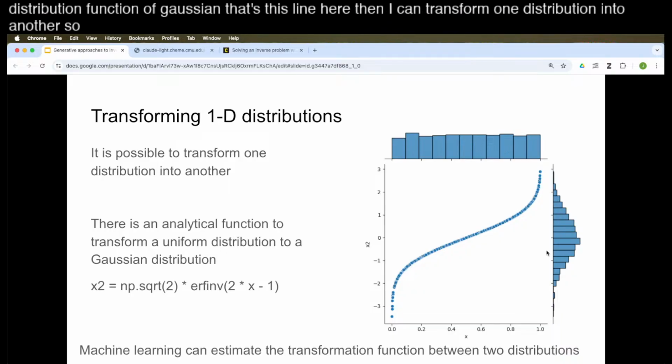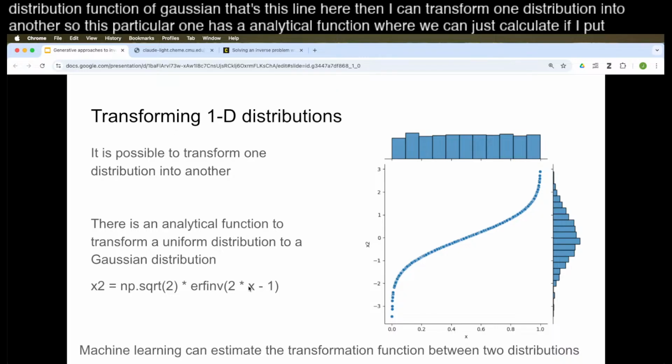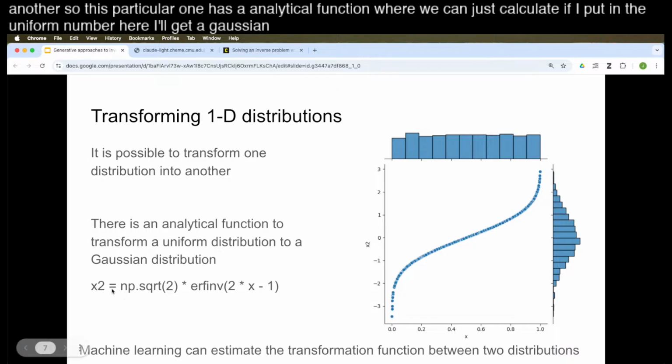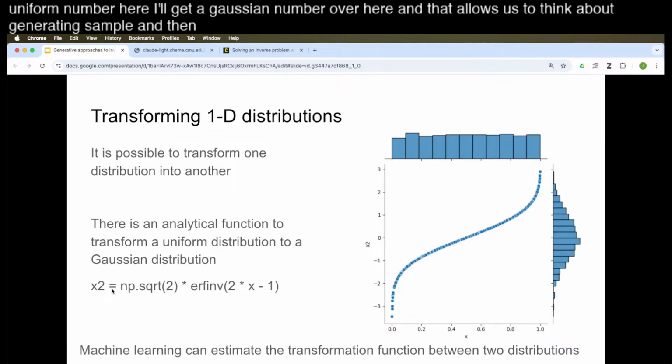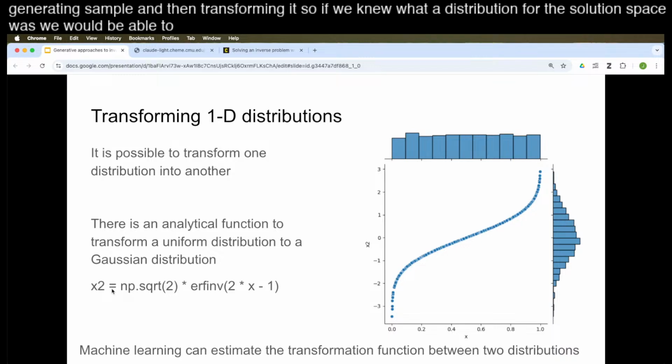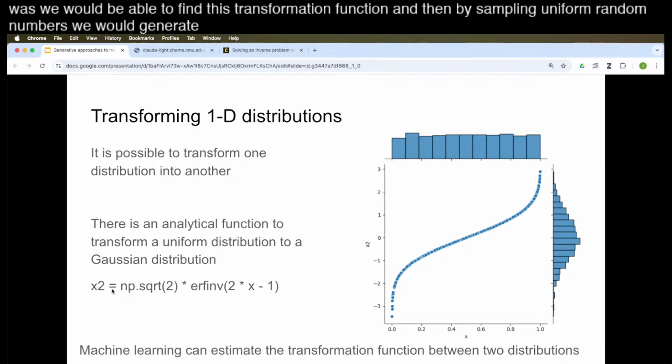So this particular one has an analytical function where we can just calculate. If I put in the uniform number here, I'll get a Gaussian number over here, and that allows us to think about generating a sample and then transforming it. So if we knew what a distribution for the solution space was, we would be able to find this transformation function, and then by sampling uniform random numbers, we would generate samples in the solution space. That's sort of where this is heading.